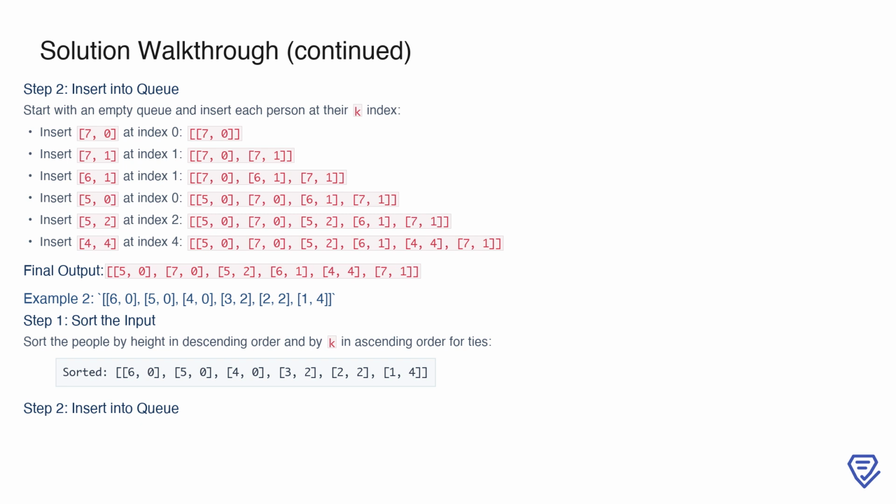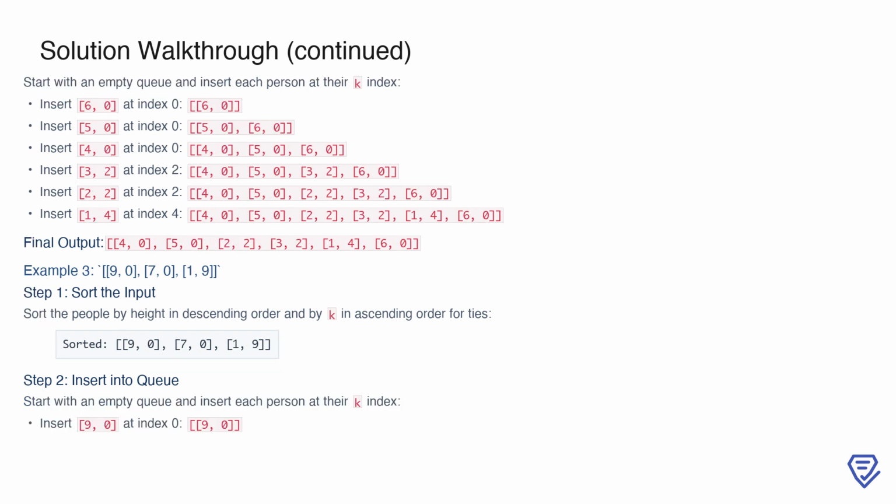Now, let's look at another example to reinforce the concept. In the second example, the input is 6 0, 5 0, 4 0, 3 2, 2 2, 1 4. After sorting by height in descending order and k in ascending order, the sorted list is 6 0, 5 0, 4 0, 3 2, 2 2, 1 4.